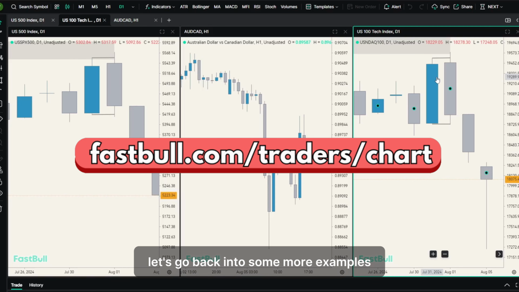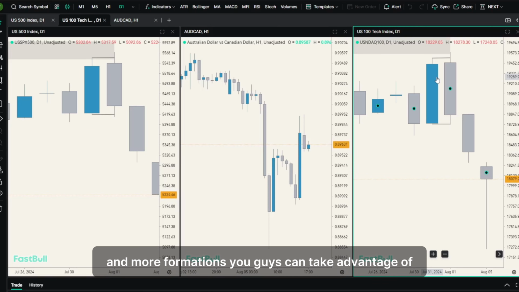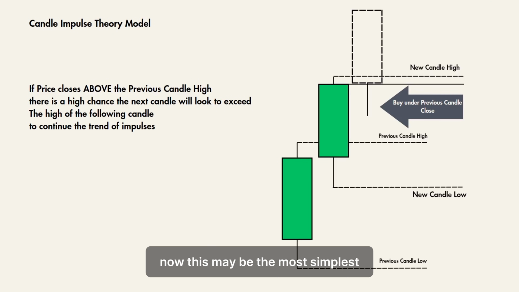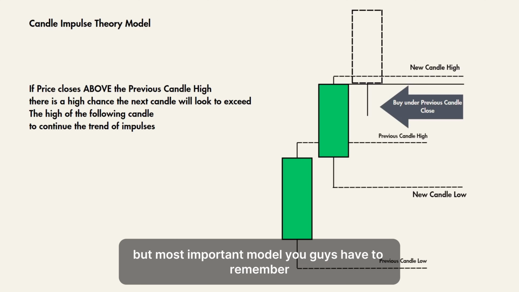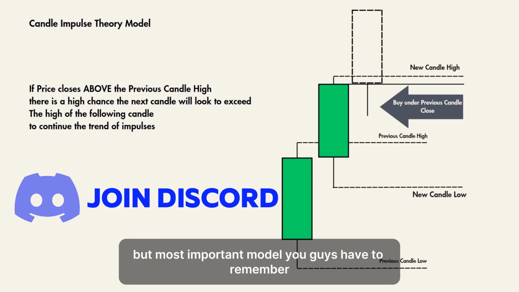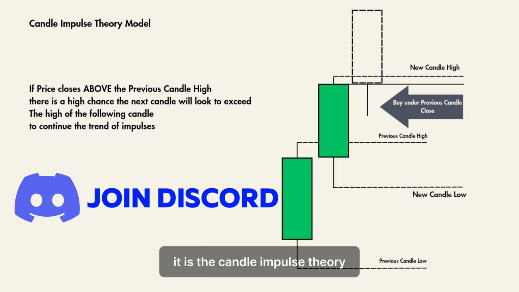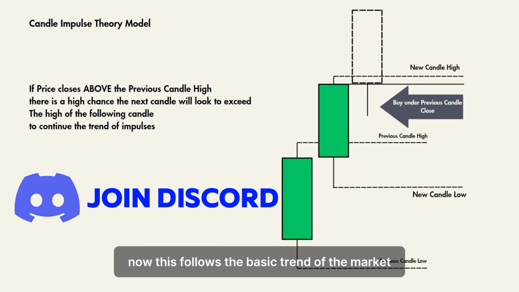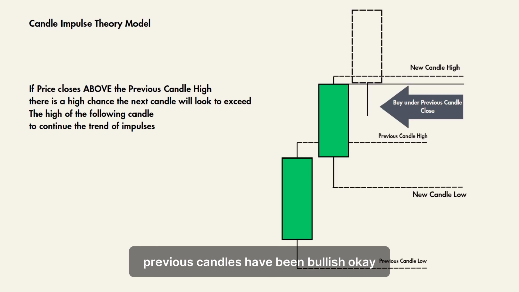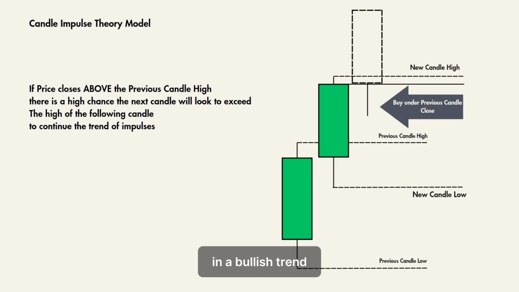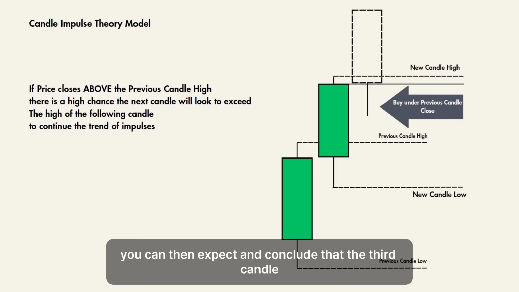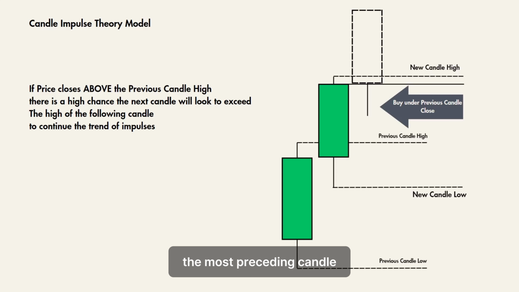Let's go back into some more examples and more formations you can take advantage of. Now, this may be the simplest but most important model you have to remember. It is the candle impulse theory. This follows the basic trend of the market. If you've seen the last 2 previous candles be bullish, okay? In a bullish trend, you can then expect and conclude that the third candle, the most recent one, will end up being bullish as well.